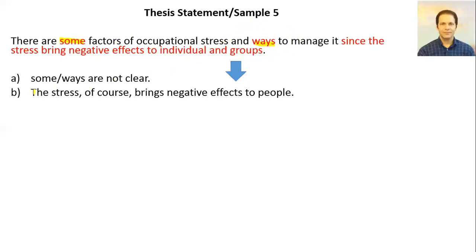And second, the stress, of course, brings negative effects to people. So here, when I say "since the stress brings negative effects," of course, here there is a grammatical problem: "brings negative effects to individuals and groups." So there is another grammatical problem here. But basically, this is not necessary. We do not need it because it is an obvious claim.